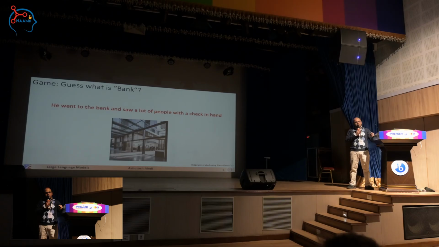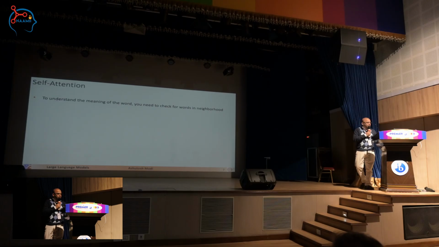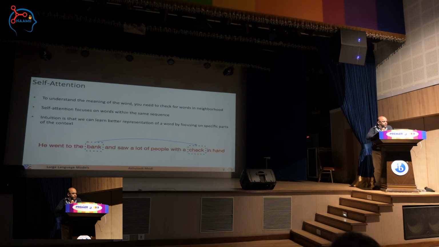So one thing to notice here is that to understand the meaning of a word, you actually need to check for the words in the neighborhood. You need to look for the context. And that's actually the magic behind the LLMs and the transformers, right? They try to learn the meaning of each word in the sentence, or in some piece of text, by looking at the words in its vicinity or neighborhood, right?